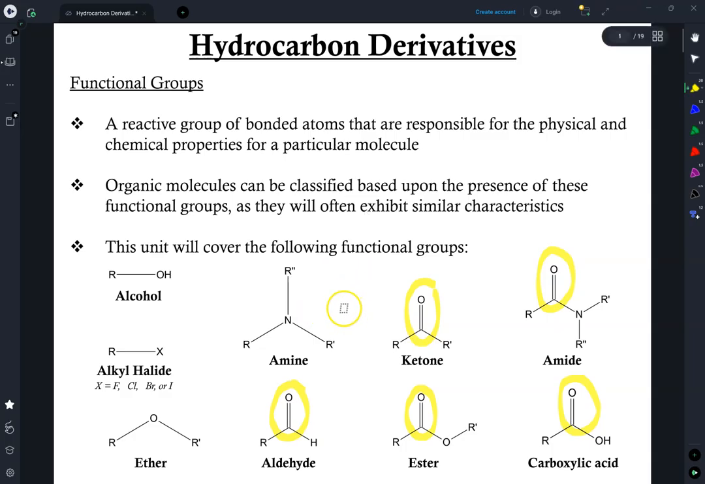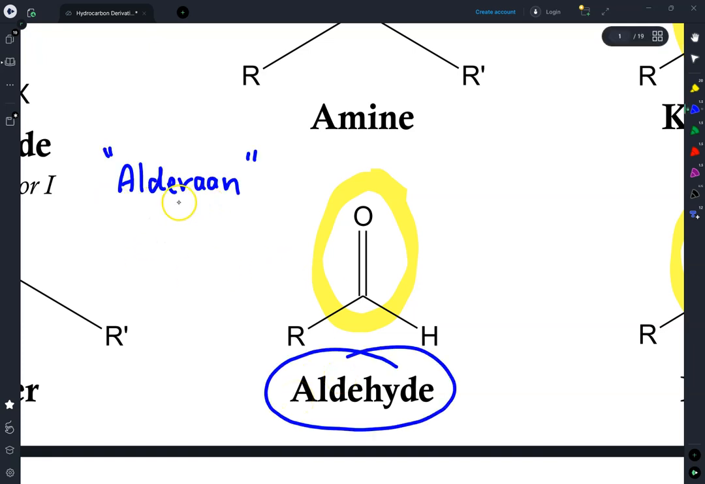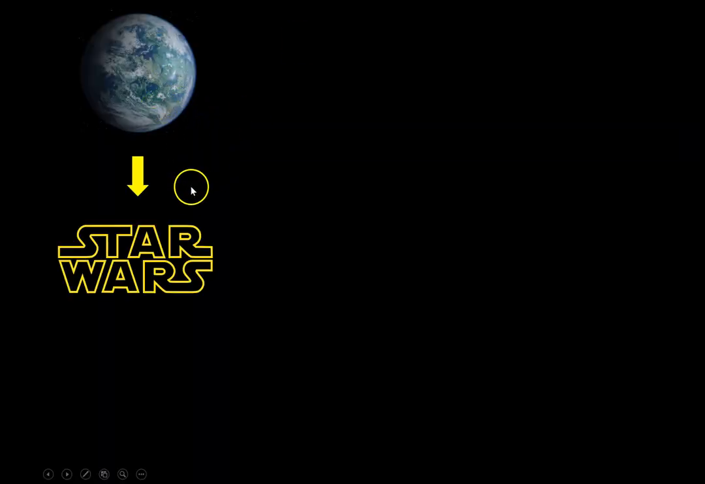Well, similarly, when trying to memorize these functional groups that all kind of look the same, it can be really helpful if you can come up with a mental picture, like the Big Dipper constellation, to help you differentiate between them. Let's take a look at aldehydes, for example. When I see the word aldehyde, I think of the name Alderaan, which sounds and looks very similar to aldehyde. But what is Alderaan? For those of you who are educated, Alderaan is a planet from Star Wars.